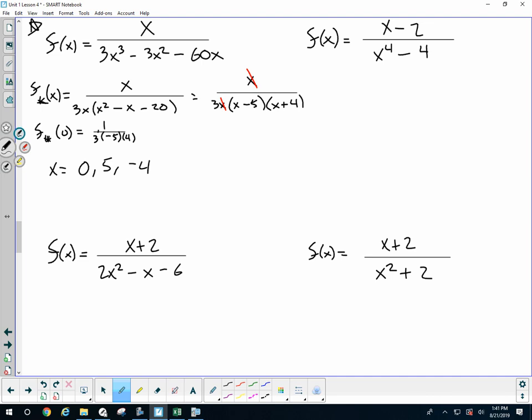5 times 4 is negative 20 times 3 is negative 60. So at 0, I have a removable. The location is 0, comma, negative 1/60th. Both 5 and negative 4 I can't plug in from the get-go because it'd give me a number divided by 0. So I know for certain that both of these are non-removable. Infinite discontinuities.